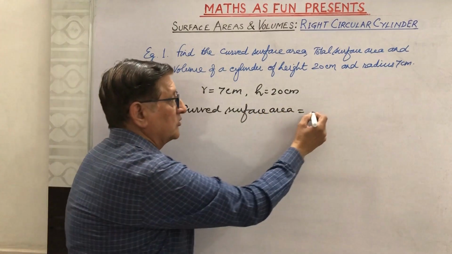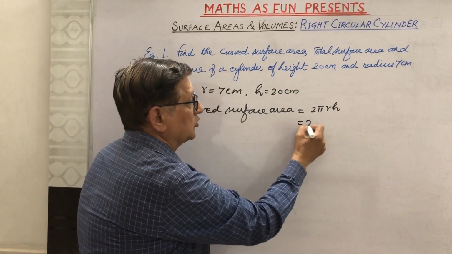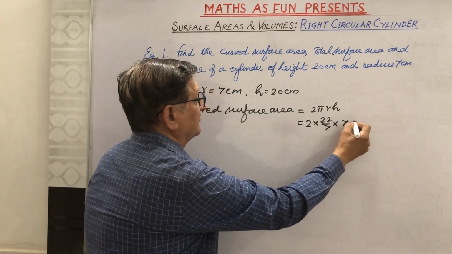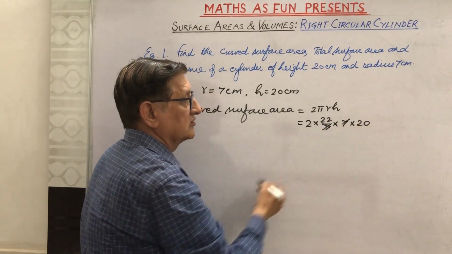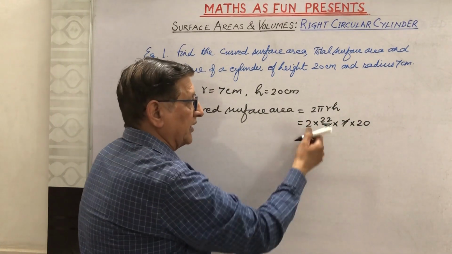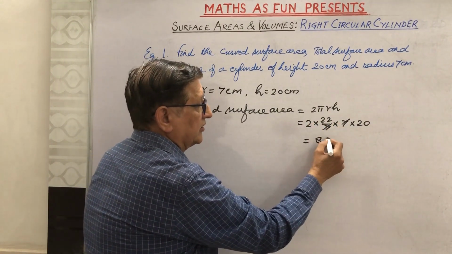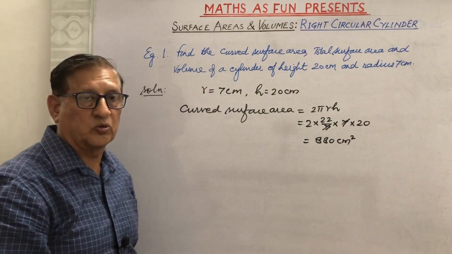That is given by 2 pi r h. This is 2 into 22 by 7 into r means 7 into h 20. 7 cancels this 7. Multiplying this, we get 2 into 22, 44 into 2, 88. So this comes as 880 centimeter square.